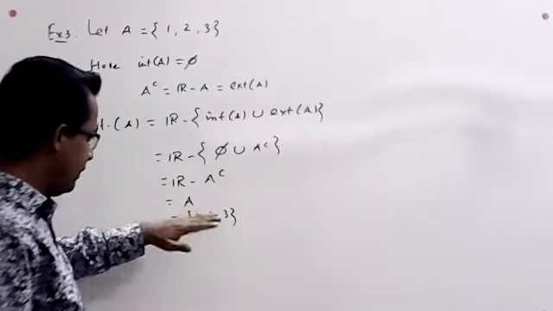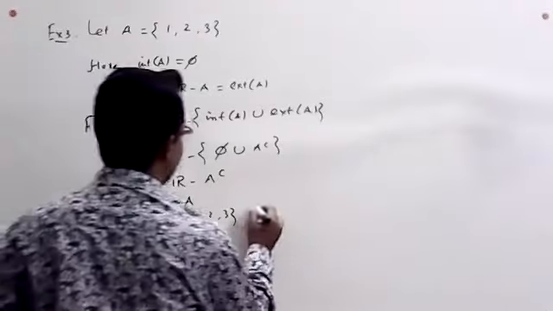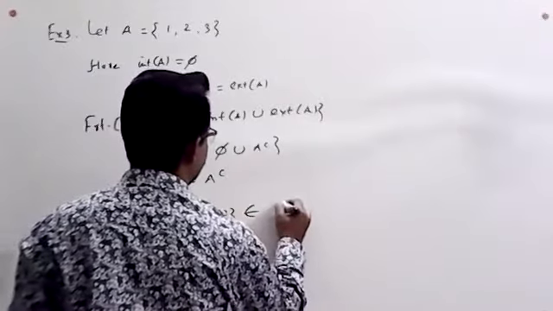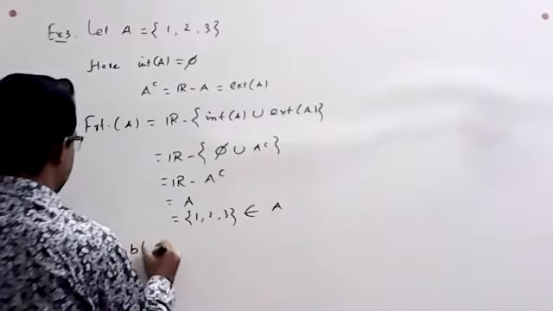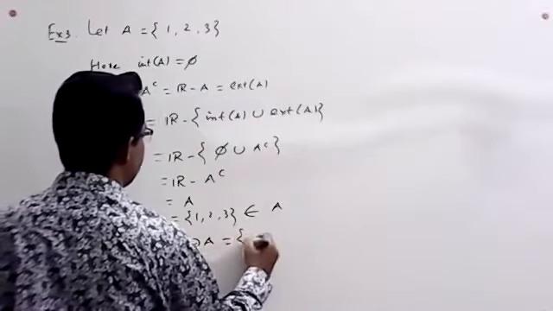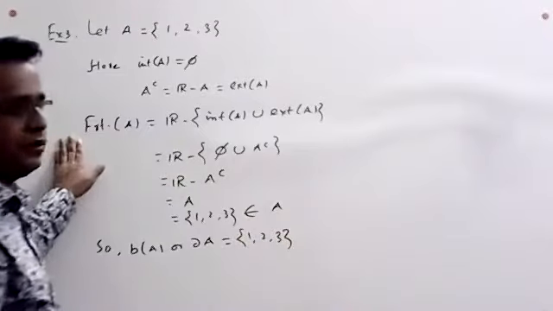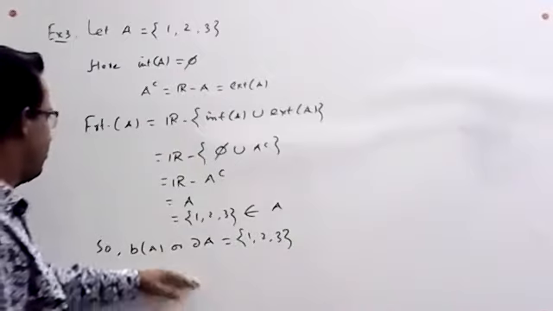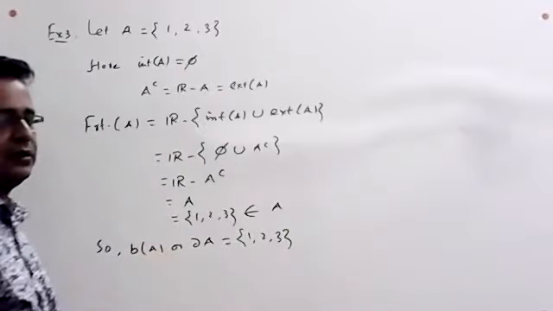Then these 3 elements belong to this set, which all belong to A. So the boundary of A, or delta A, is completely 1 to 3. So here frontier points and boundary points are the same. The set of all frontier points and the set of all boundary points are also the same.